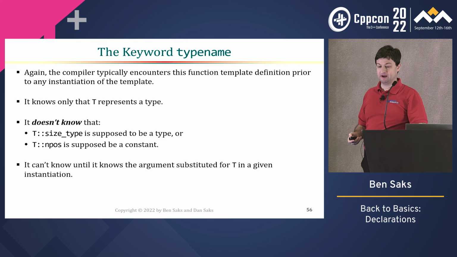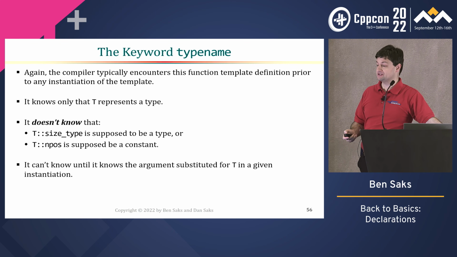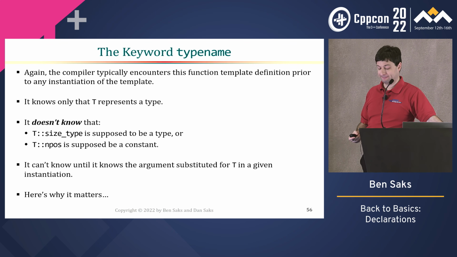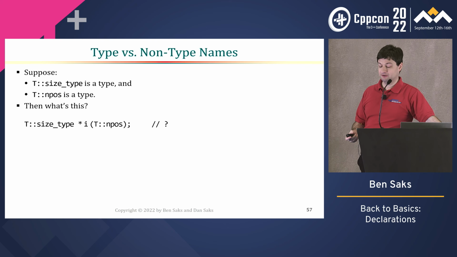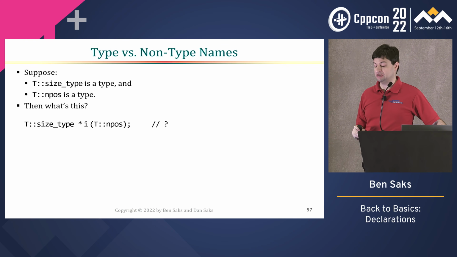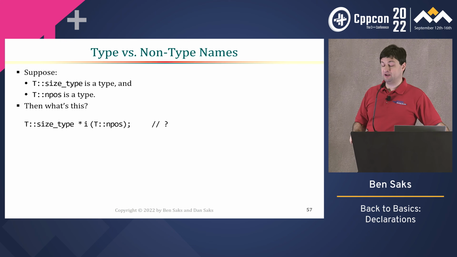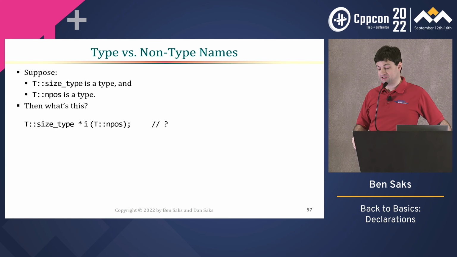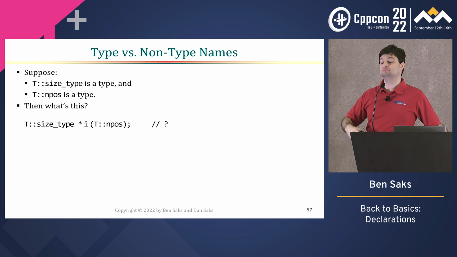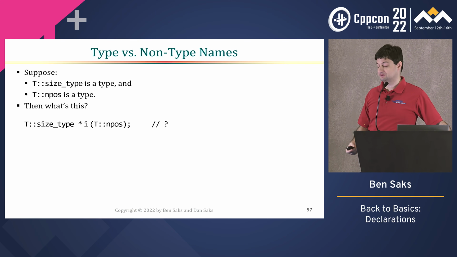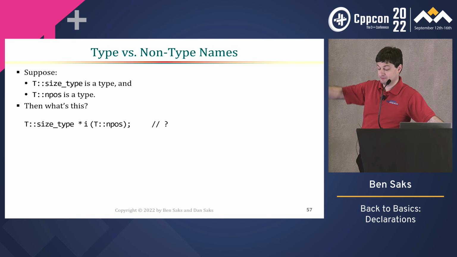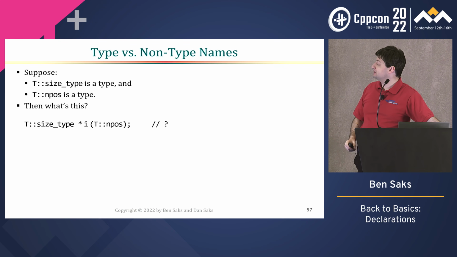That information only becomes available during the second phase of template translation. So let's think about, what does that line of code represent? How does the meaning of that line of code change, depending on whether or not size type and npos are both types or something else? So if they're both types, what is that statement saying?